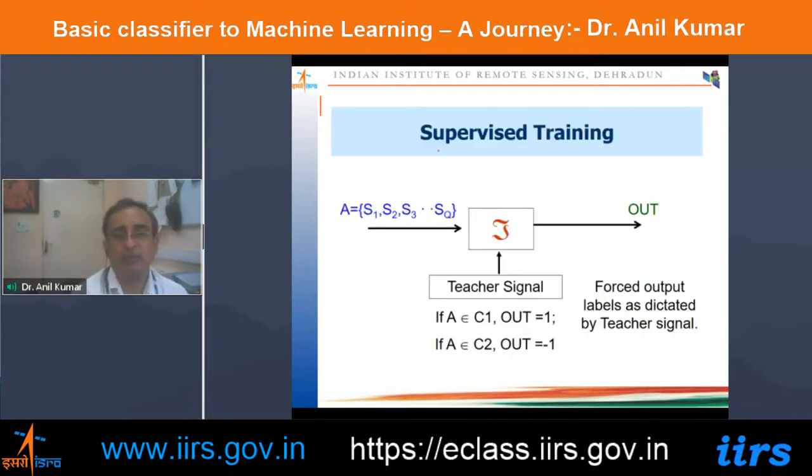So coming next is supervised learning. In this approach we are providing some extra data as training data to the algorithm. Here you can see this is the input data, this is the output, but in between we are providing the teacher signal, that is the training data or ground truth data, right? So based on this data, the algorithm gets trained.